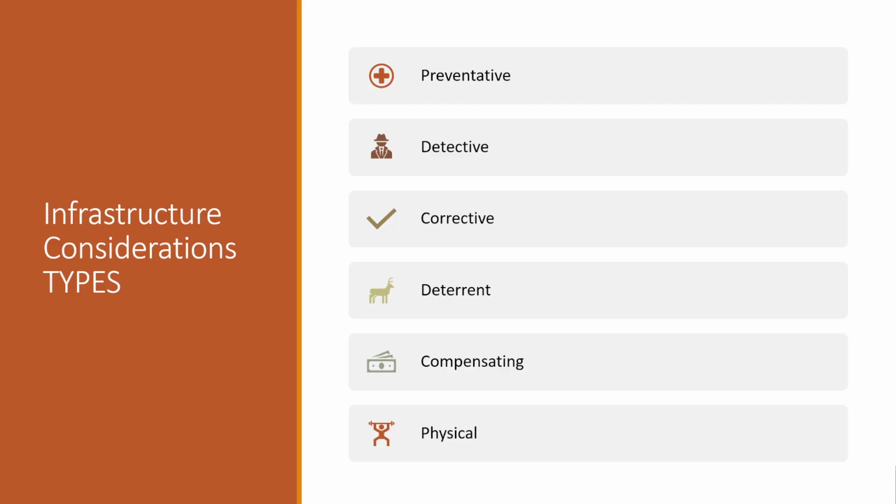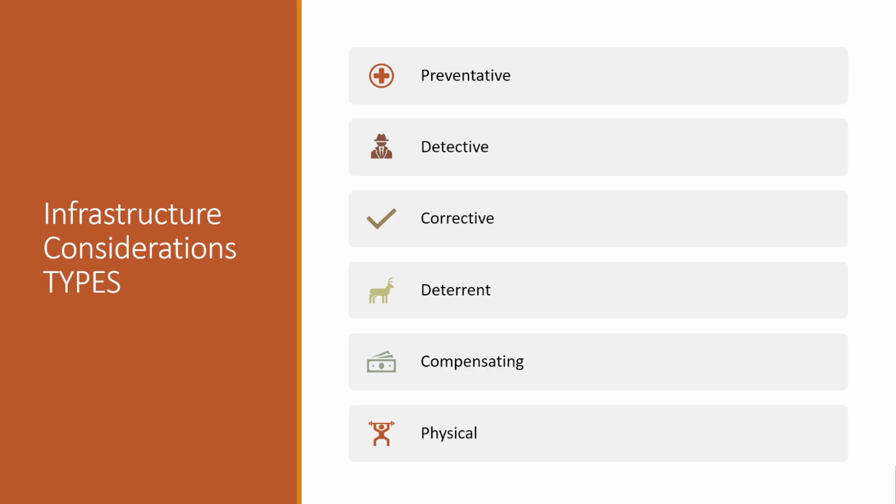So the first one would be, is it a preventative control? These are designed to stop security incidents before they happen. These include measures like restricting access or enforcing security policies, maybe even preventing unauthorized activities on the network. Now, these common ones could be like using encryption or access controls or even network segmentation.